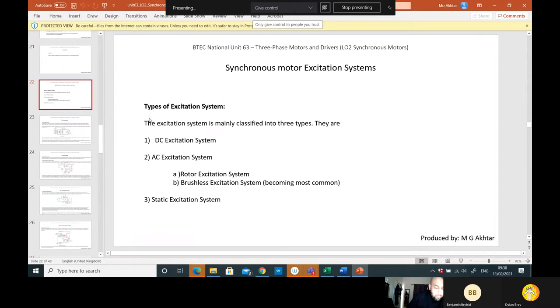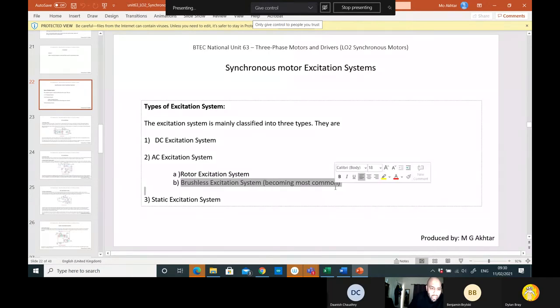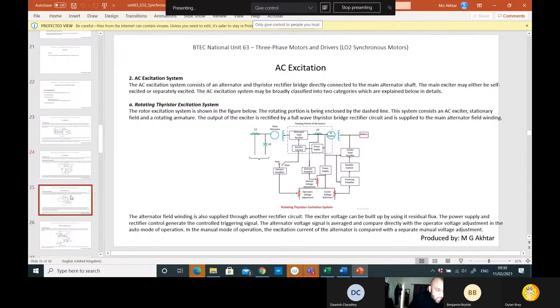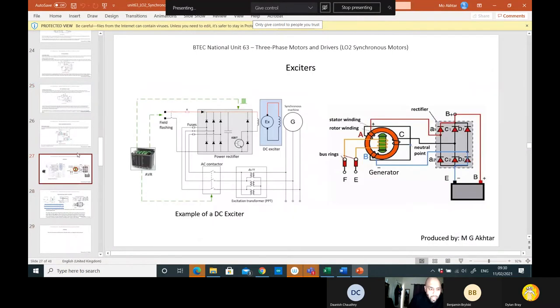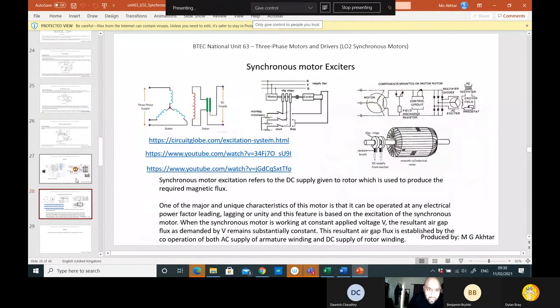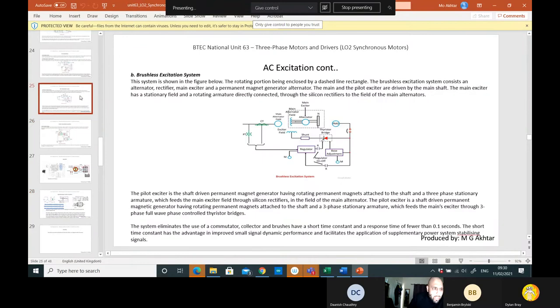So what we're going to do is this here. You've got AC excitation, brushless excitation, and static as well. You don't have to talk about both of these, just talk about B, the brushless one. It's becoming more common. To get information for the brushless excitation system, let me give you an example. There's a few. You can do a lot of research on the internet for this one. This explains the theory behind it.